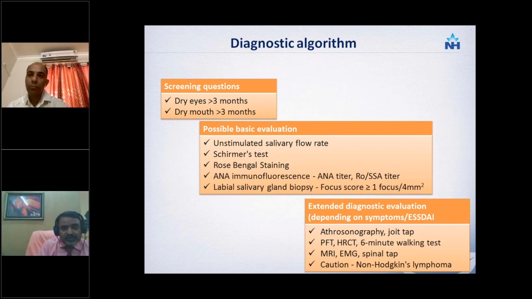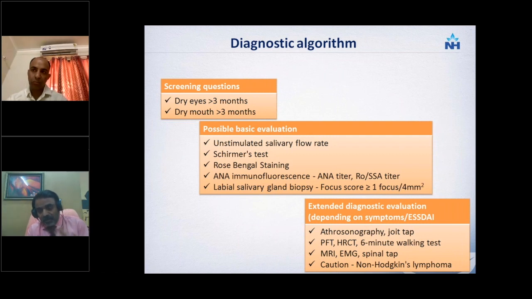So the diagnostic algorithm is: if the patient has dryness of mouth or eyes for more than 3 months, then we should go for the Schirmer test and Rose Bengal staining. Our important test is ANA, because it is an ANA associated disease, so we should look for ANA on immunofluorescence. If that comes positive, then we should go for anti-Ro and anti-La antibody tests by ELISA. And if they come positive, then there is no need to go for lip biopsy. If these tests come negative and there is a high index of suspicion for primary Sjogren's syndrome, then we should go for lip biopsy.